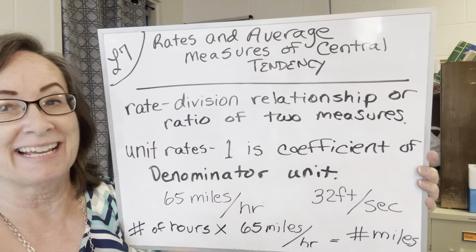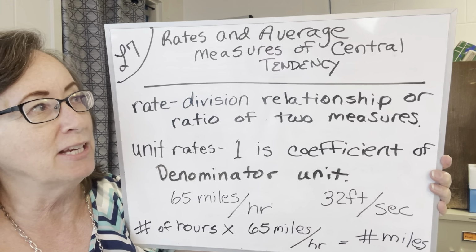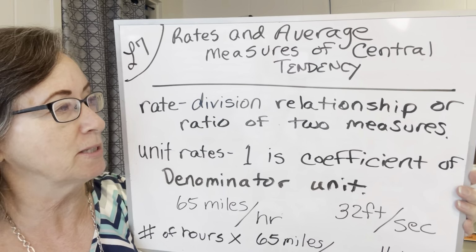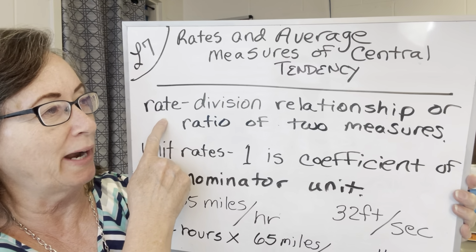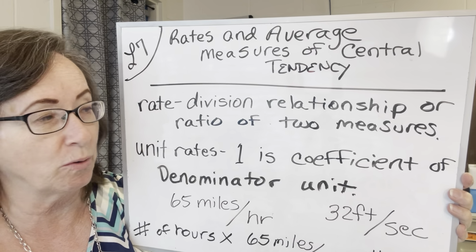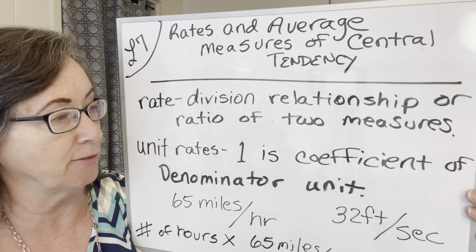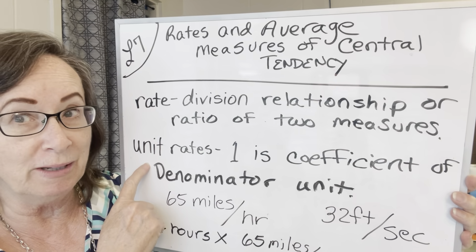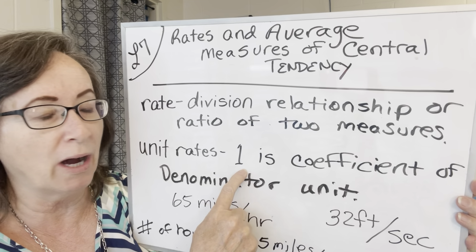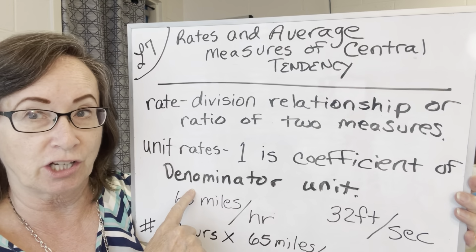Today we're doing lesson 7, which is all about rates and average, measures of central tendency, and the first thing we have to do is learn what a rate is. A rate is a division relationship or a ratio of two measures. Remember, a ratio is the same thing as a fraction. Unit rates are special rates that have a 1 as the coefficient of the denominator unit.